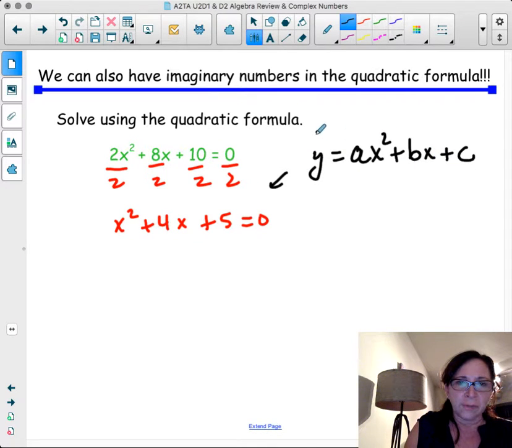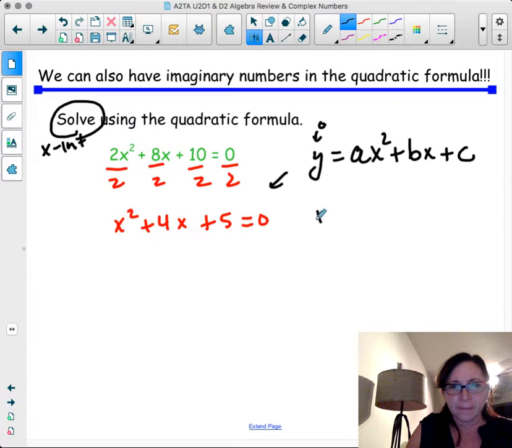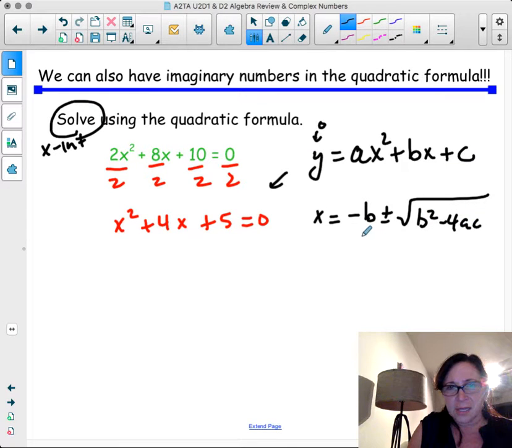Y is 0 because we're trying to solve. And again, I'm trying to find the x-intercepts, okay? So when I plug this into my quadratic formula, which is negative b plus or minus the square root of b squared minus 4ac, all over 2a, okay?